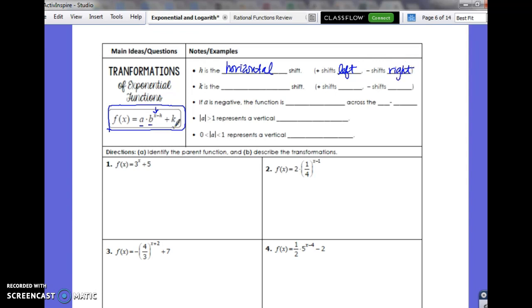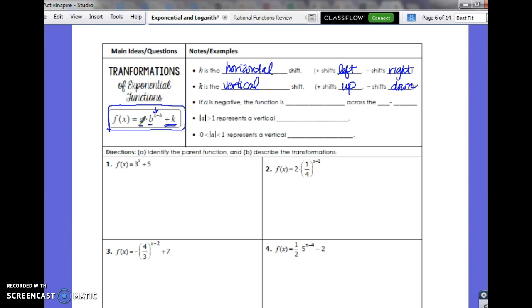The k out back, or whatever number is out back, does that same vertical shifting. It's the up and the down piece. So k is the vertical shift, that number out back, and it behaves as we think it should. If you've got positive or plus something, the graph moves up. If you've got a minus something, the graph goes down.